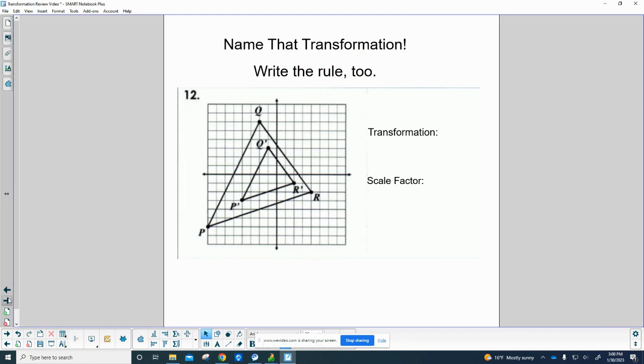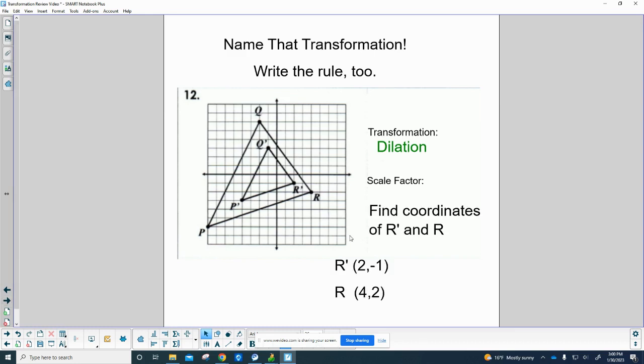Number 12, as you can see, we have the bigger image, and then the one with the little prime mark. So the pre-image is on the outside, and the image is on the inside. So we've actually got a transformation called a dilation. In this case, we have to use any two of the coordinates of these points. So when we start with R prime, which is (2, -1), and then R, which is (4, 2), we set up a ratio between R prime and R.